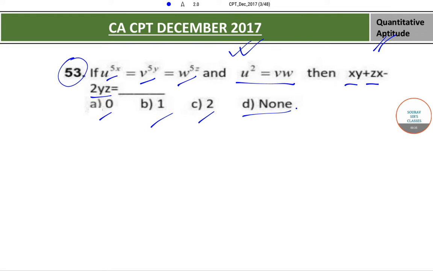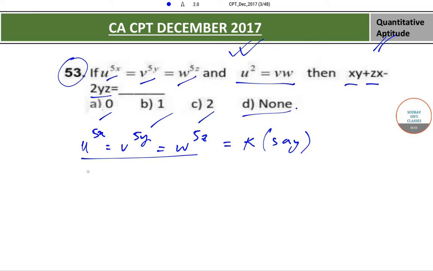So we have been given that u to the power 5x is equal to v to the power 5y, and this is equal to w to the power 5z. So what we'll do over here, we'll take this structure to be equal to k, say. So that implies that u is equal to k to the power 1 by 5x. Similarly, we can say that v is equal to k to the power 1 by 5y, and similarly we can say that w is equal to k to the power 1 by 5z.